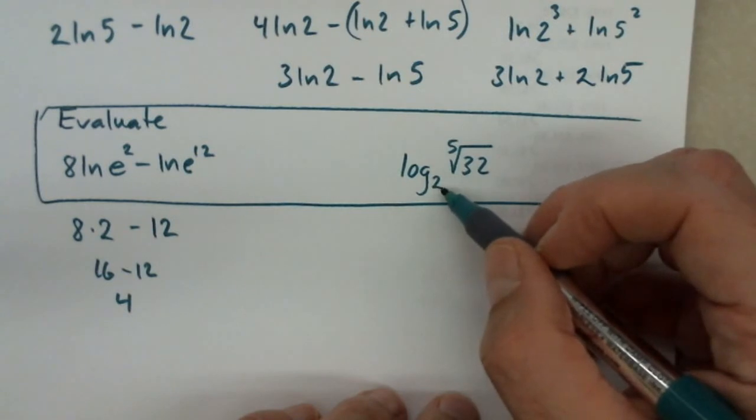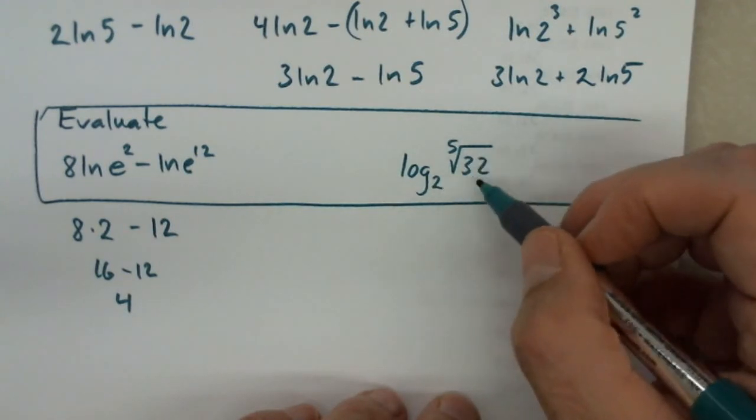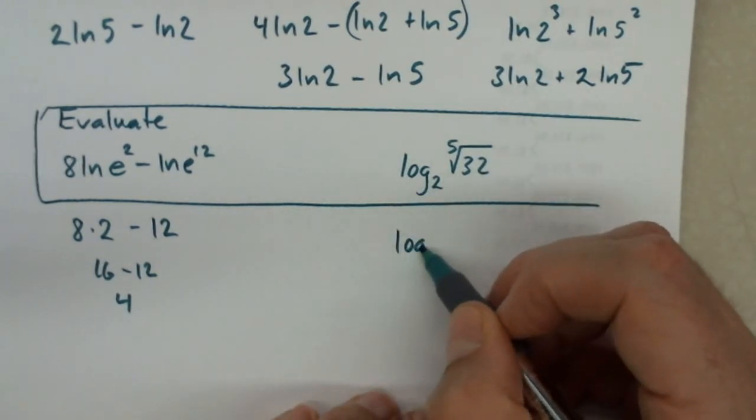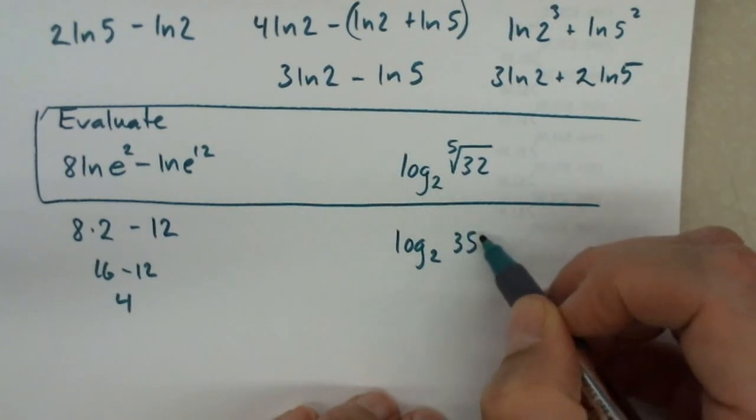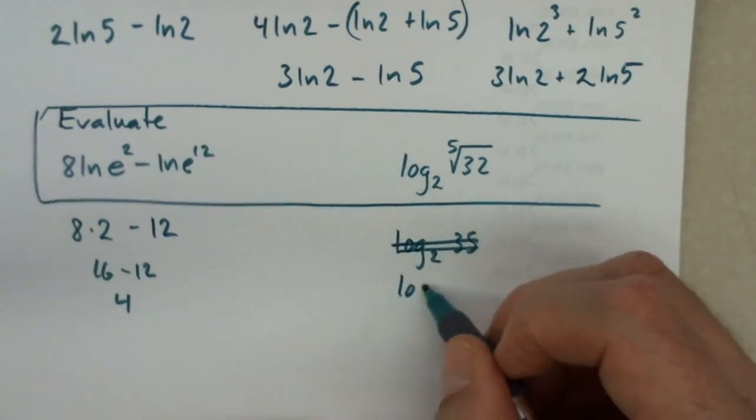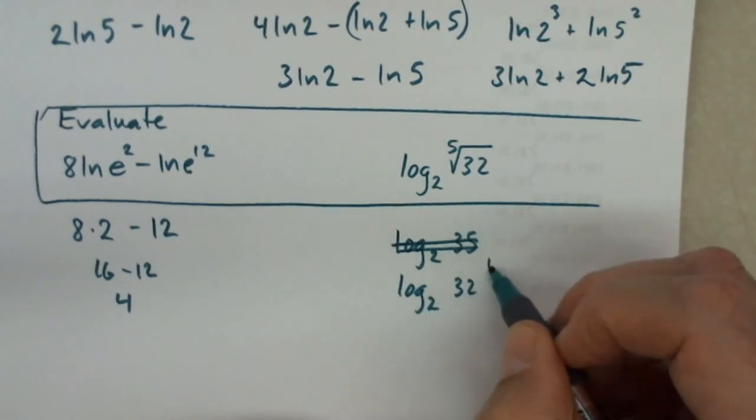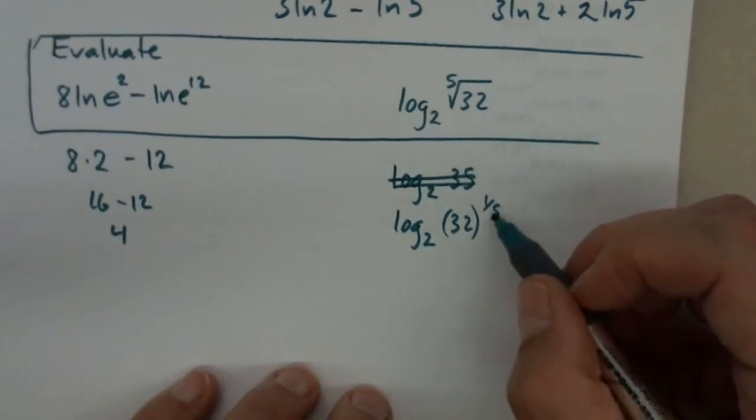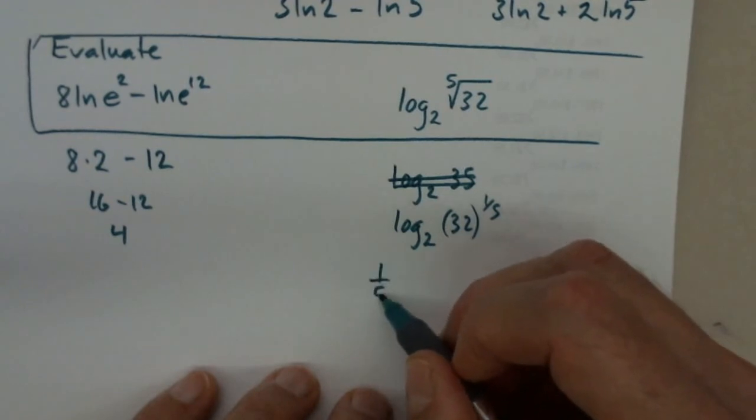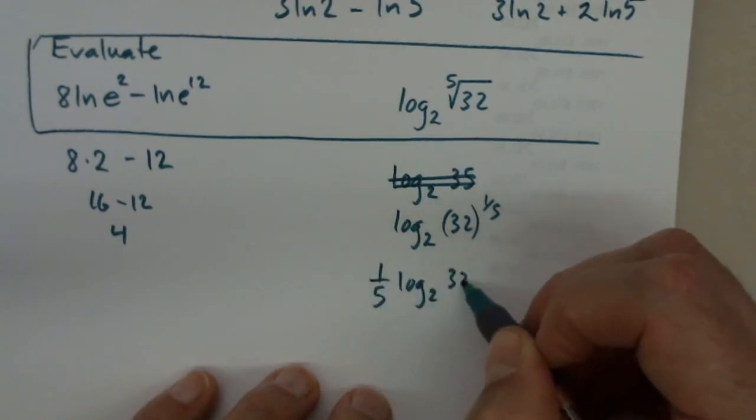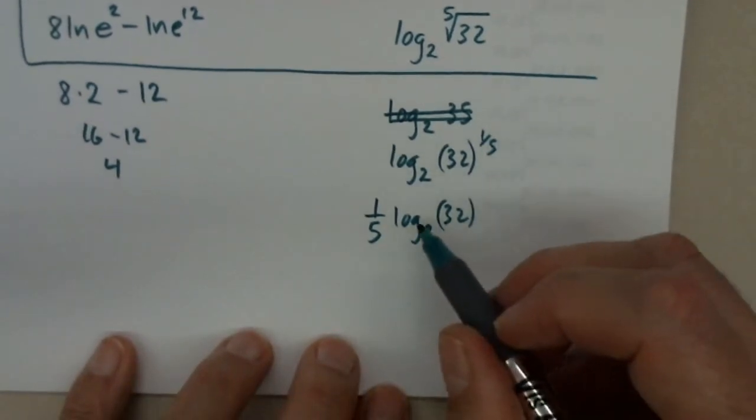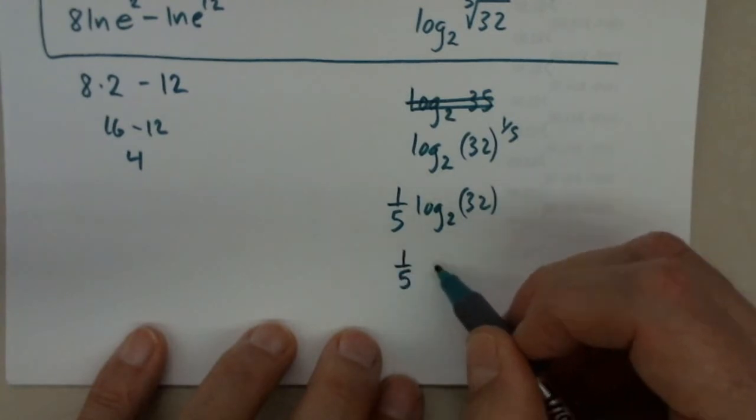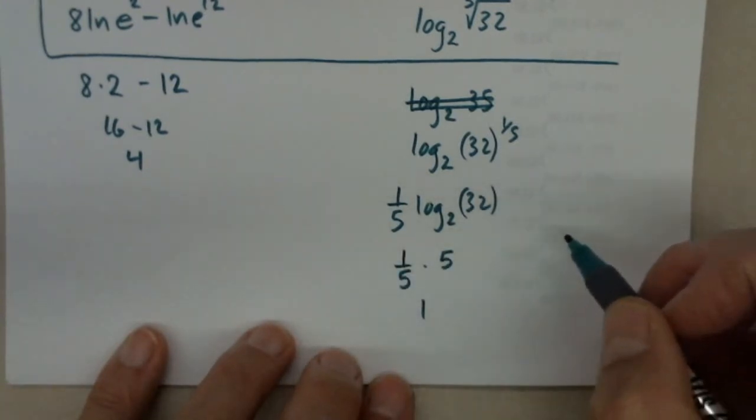And we have base 2, so we need to make that appear here. And with the property of moving the power in front, we could do that. And to what power do you raise 2 to get 32? That's to the 5th power. So we have 1/5 times 5. We get 1.